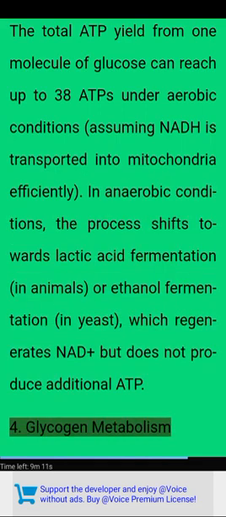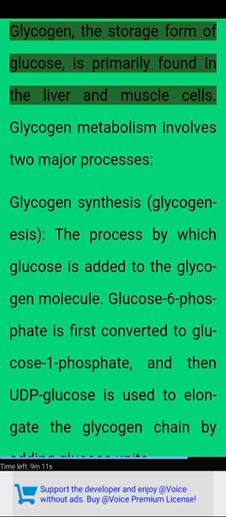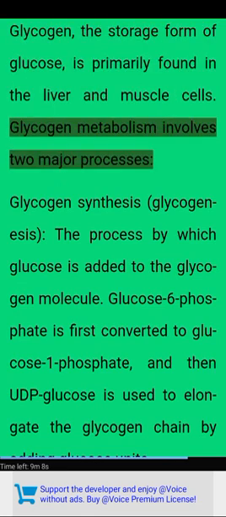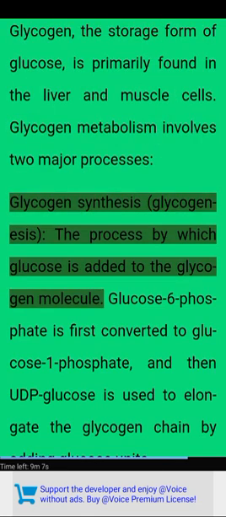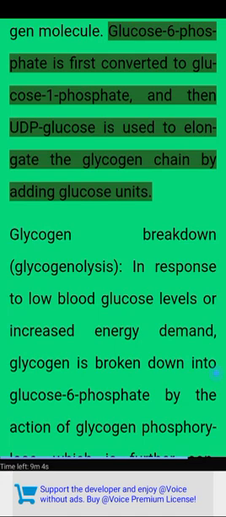4. Glycogen metabolism. Glycogen, the storage form of glucose, is primarily found in the liver and muscle cells. Glycogen metabolism involves 2 major processes. Glycogen synthesis (glycogenesis) is the process by which glucose is added to the glycogen molecule. Glucose 6-phosphate is first converted to glucose 1-phosphate, and then UDP-glucose is used to elongate the glycogen chain by adding glucose units.